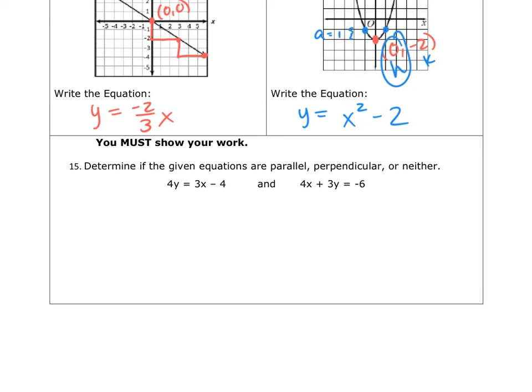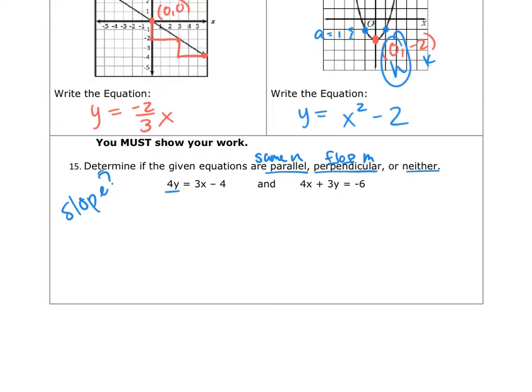All right, here, parallel, we're looking at the same slope. Perpendicular, we're looking at the flip and opposite slope, and neither just means anything else. So I've got to get slope. So the main thing is, what are the slopes of these two equations? So I want to get them into slope-intercept form.